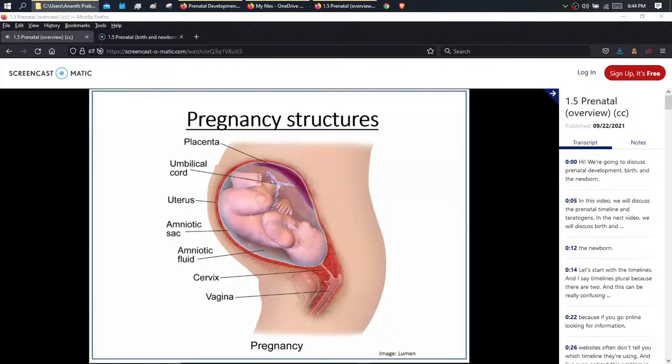Now, if you look at this fetus in the diagram, you can see that it's pretty close to being born. We can tell that because it's big, but also because it's upside down. Most fetuses turn upside down in the 3rd trimester because that makes it easier for them to be born.